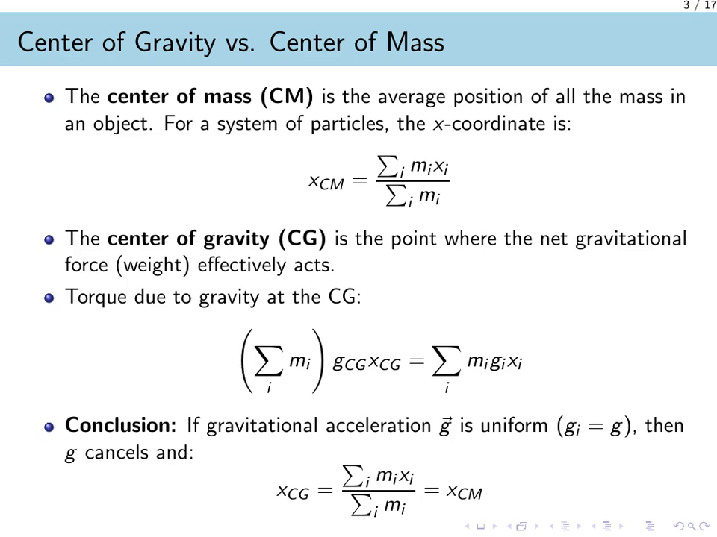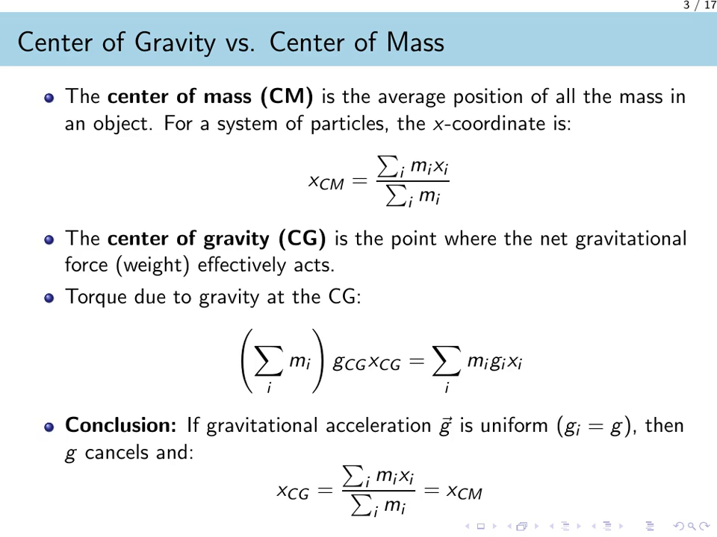The center of gravity, on the other hand, is the point where the total gravitational force on an object can be considered to act. We use this point to calculate the total torque due to weight. The torque equation shows that the total weight times the center of gravity position equals the sum of the individual weights times their positions. Now here is the key insight.